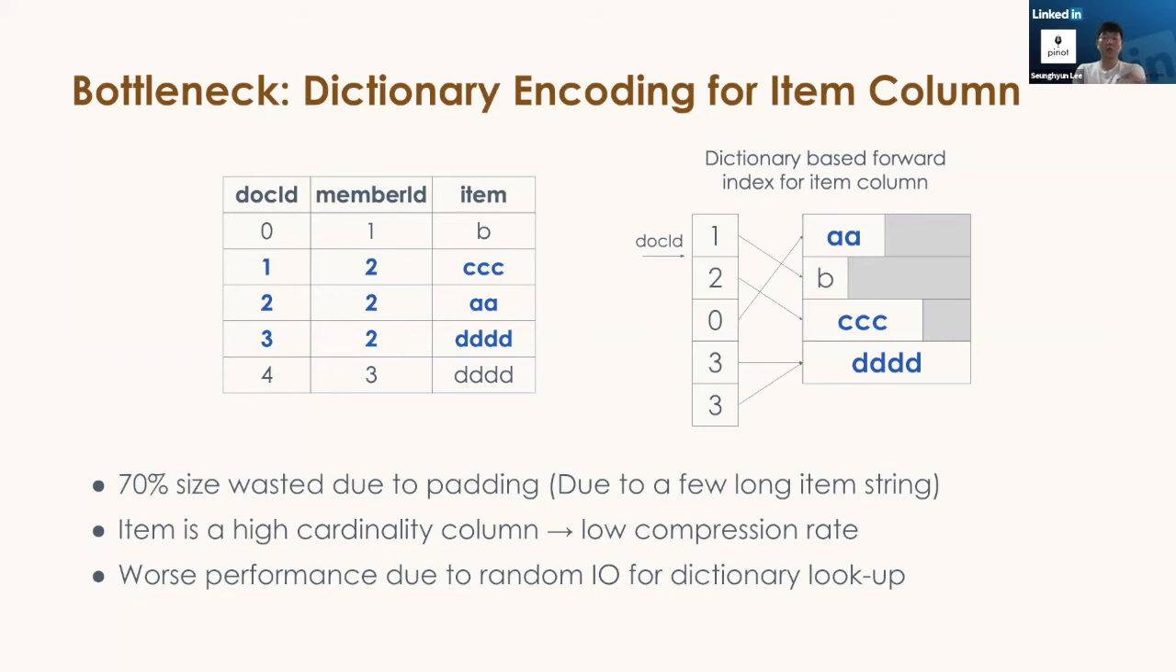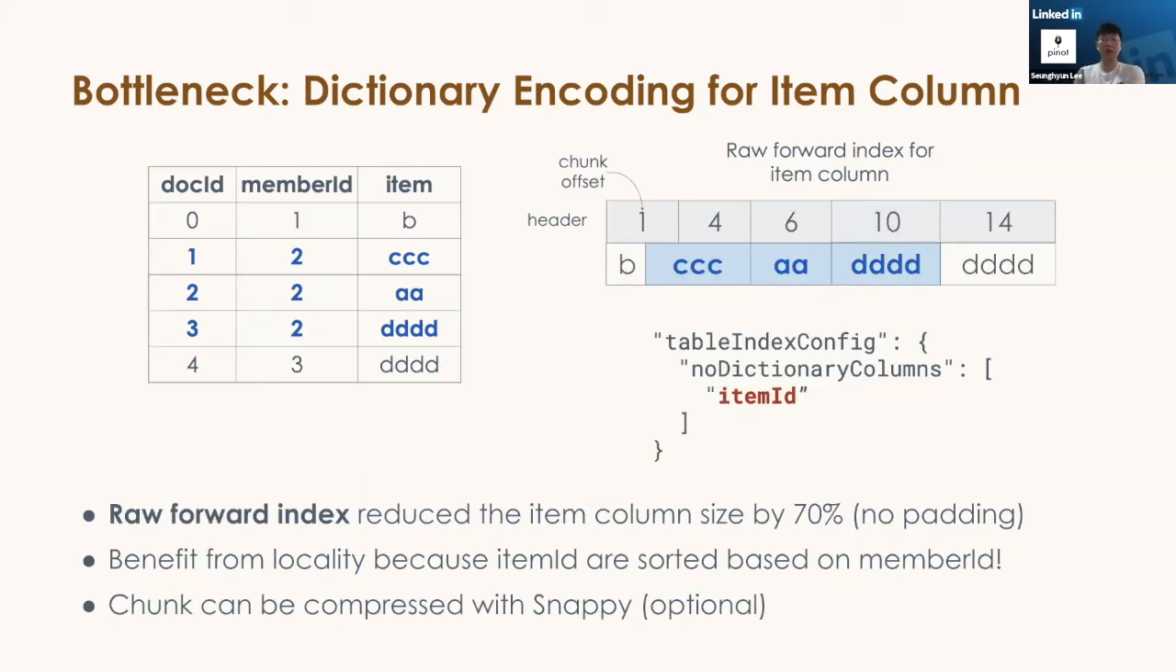So the solution was to implement a raw forward index without the dictionary. The idea is pretty simple. We store the raw column values in a chunk, and the chunk is composed of a header and a payload. We store chunk offsets in the header, and we store the actual column values in the payload. When we need to access the value given a document ID, we look up the offset from the header, and then we read the actual values from the payload with the offset information that we got from the header.